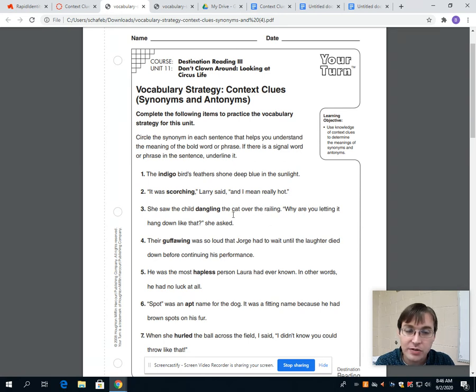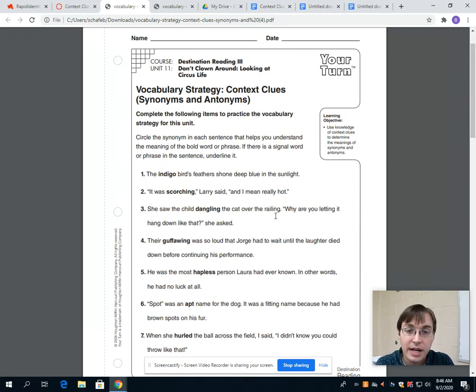And I see that somebody is seeing this happen. She, whoever she is, she saw a child dangling the cat over the railing. Okay, so we've kind of got a lot going on in here. We have one person seeing a child dangling whatever that is, but it seems like the child is doing something to the cat, and it's dangling the cat over the railing. So whatever dangle means is something that a person can do, and it can be over a railing.